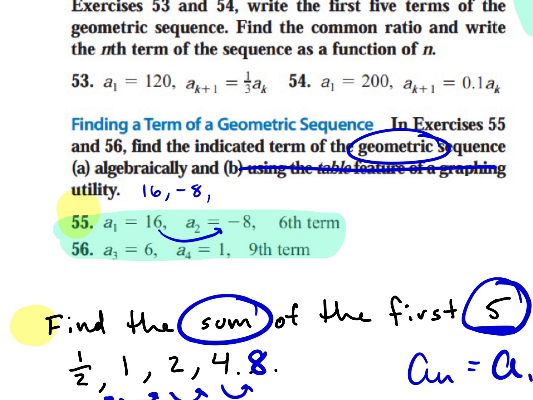So we can just keep doing that to find the next term, until we get to the 6th one. Negative 8 times negative 1/2 would be positive 4. 4 times negative 1/2 would be negative 2. Negative 2 times negative 1/2 would be positive 1. And positive 1 times negative 1/2 would be negative 1/2. So our common ratio is negative 1/2. This would be 1, 2, 3, 4, 5. This would be our 6th term.